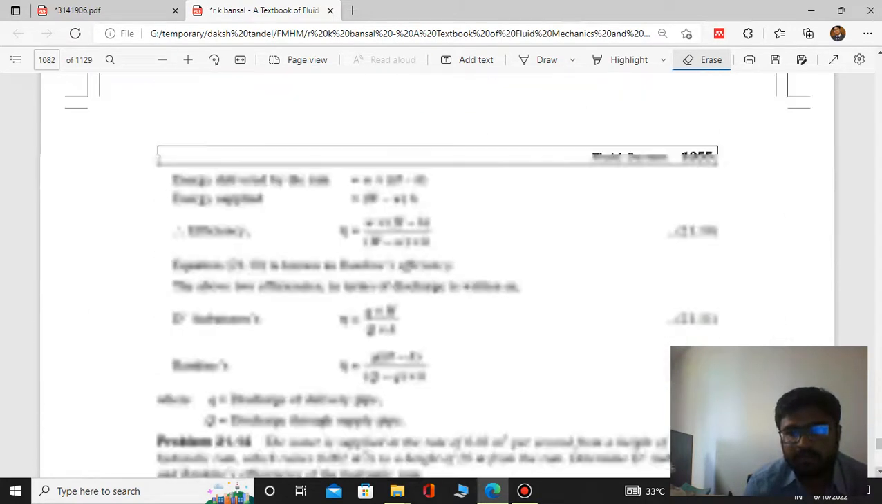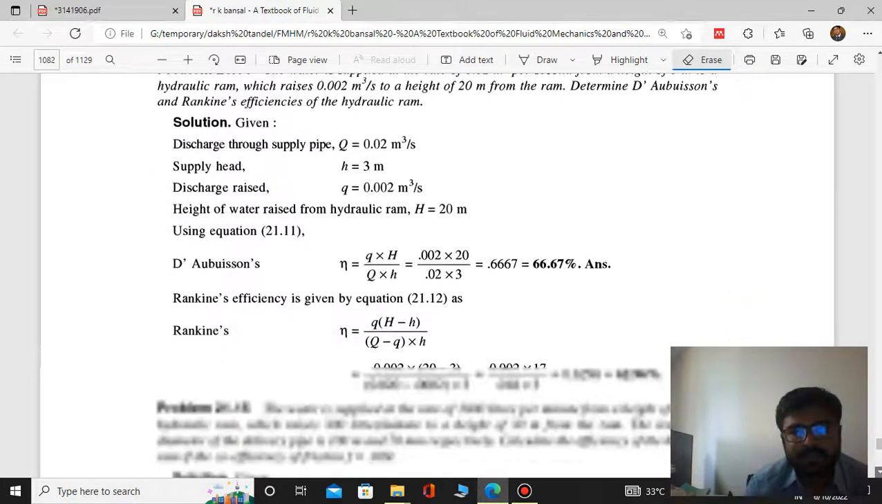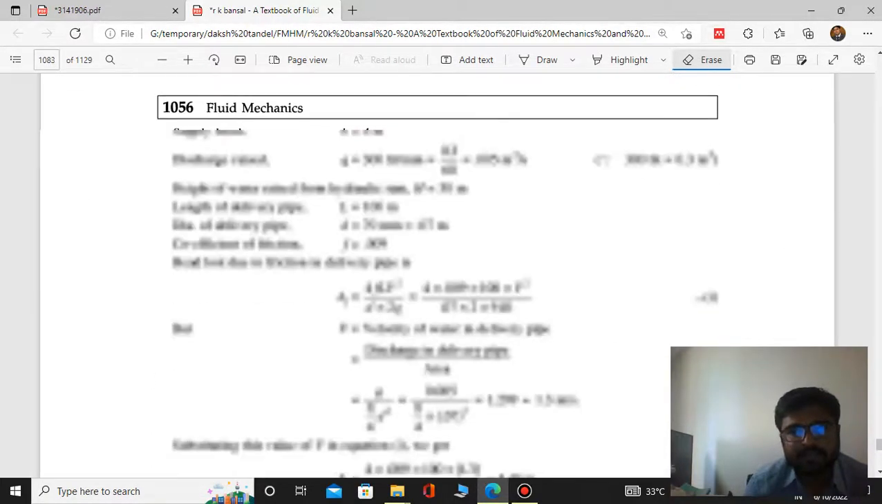Now how many parts or machines are remaining? So let us check that.